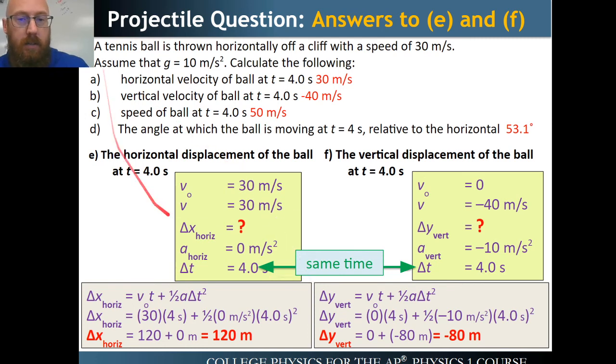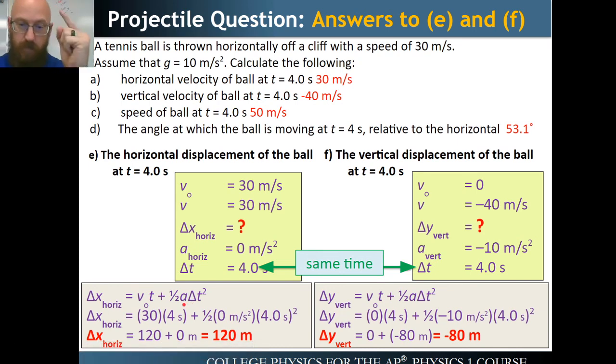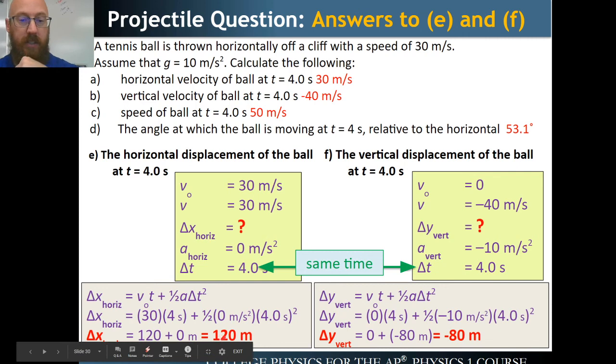E. Horizontal displacement of the ball. Horizontal displacement from start to end. Did anything slow it down? Nope. So in this case, we have the velocity times the time. We know it was going 30 meters per second. It didn't speed up. It didn't slow it down. So there was 0 acceleration in just the x path. So in this case, x is 120 meters.